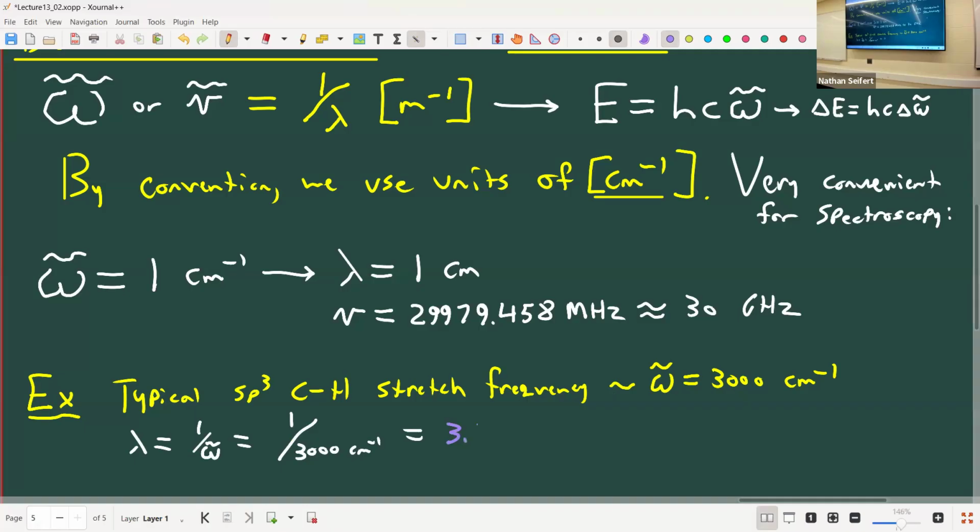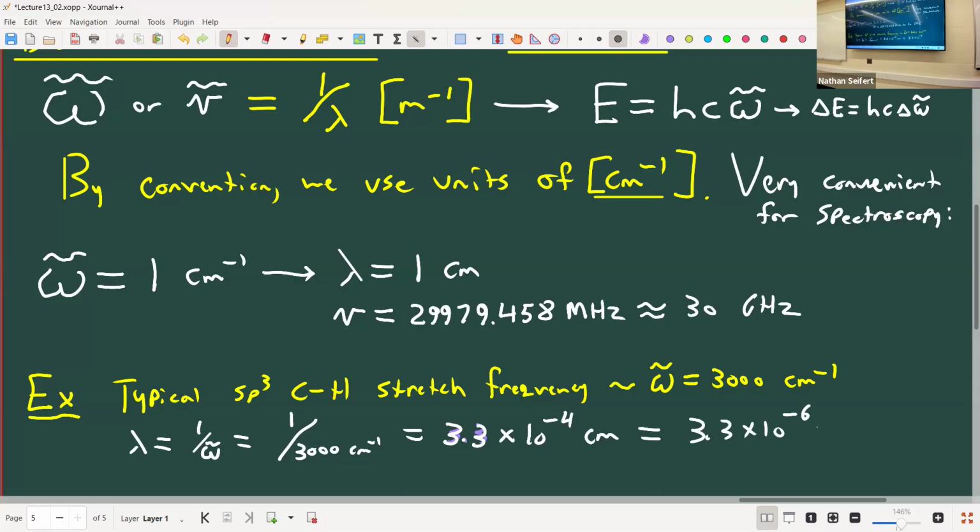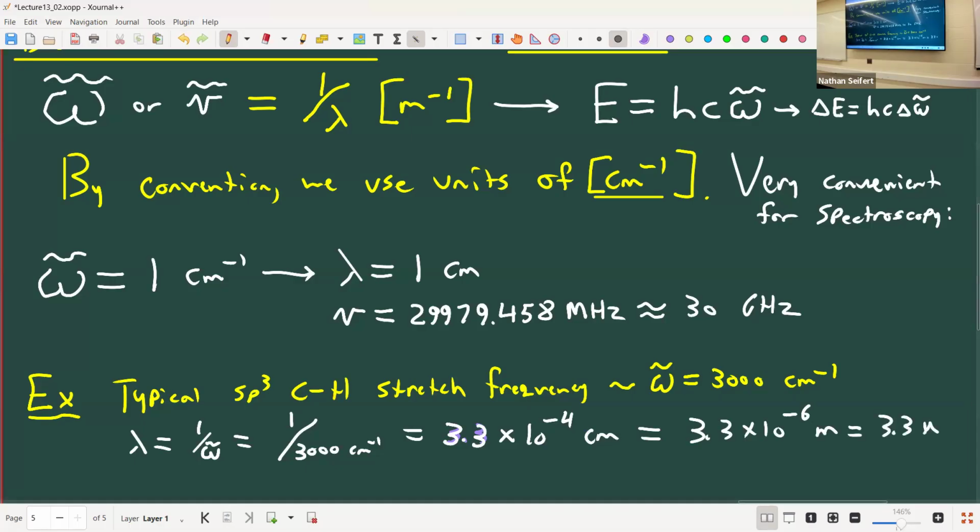Which is 3.3. Why did it change my color? 3.3 times 10 to the minus 4 centimeters, which is 3.3 times 10 to the minus 6 meters, which is 3.3 microns.